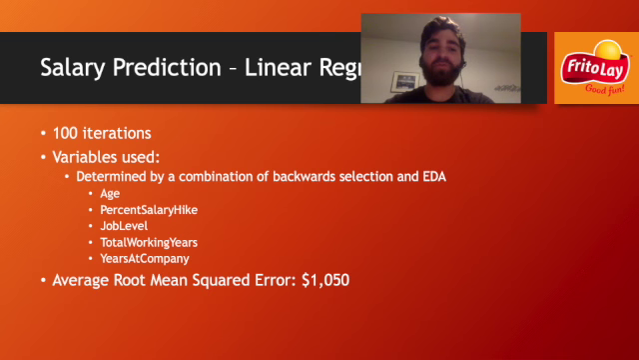Moving on to salary prediction, we used a linear regression model. We used the variables age, percent salary hike, job level, total working years, and years at company. These were determined by a combination of backward selection and our initial EDA. We did 100 iterations of this model, and we found that the average root mean squared error was 1050, which is significantly less than the $3,000 maximum root mean squared error that was allowed.